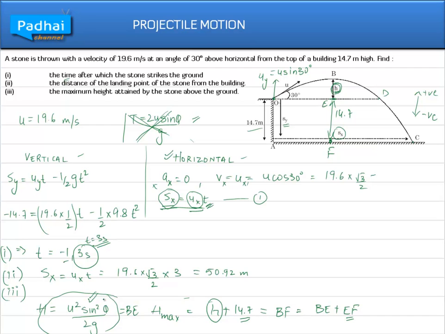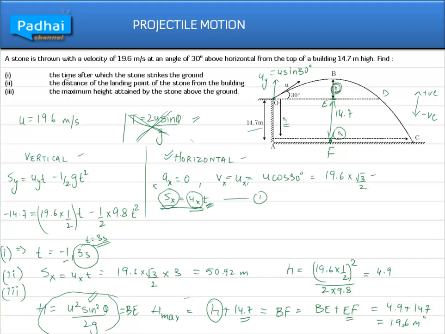So what we do is we calculate H. H will be given by this equation. How will we calculate this H? H will be equal to u square sine square theta upon 2g, which will be equal to 19.6 into 1 by 2 whole square, divided by 2 into 9.8. Now if you calculate, you will get the value as 4.9, right? So this will give you 4.9 plus 14.7, which will be equal to 19.6 meters, right? So this is the answer.